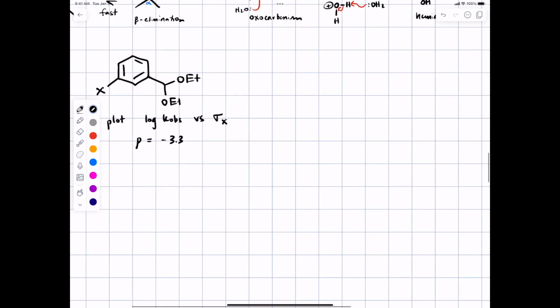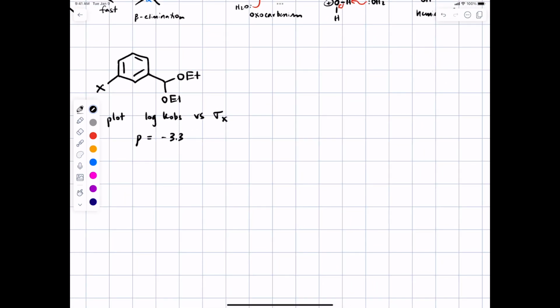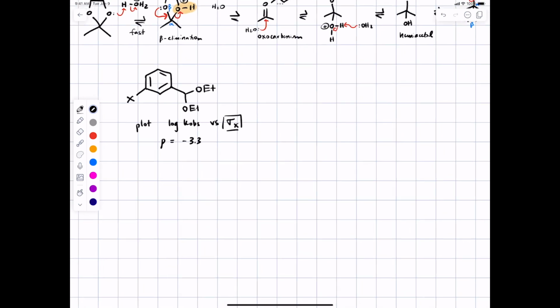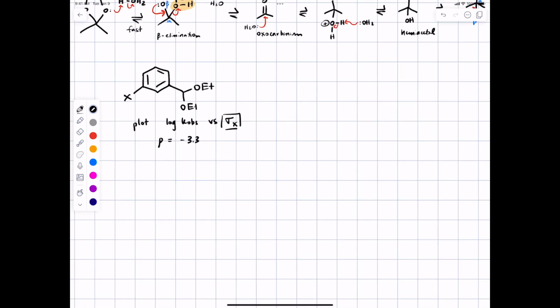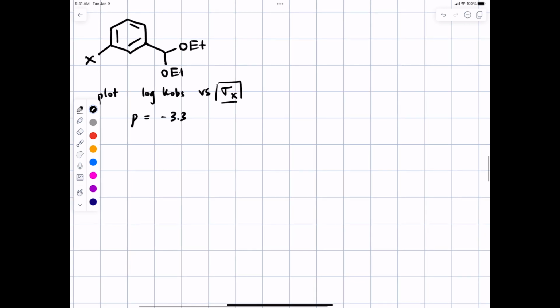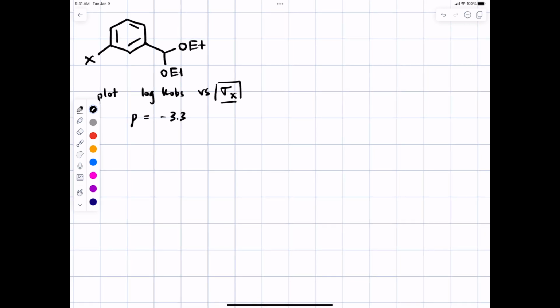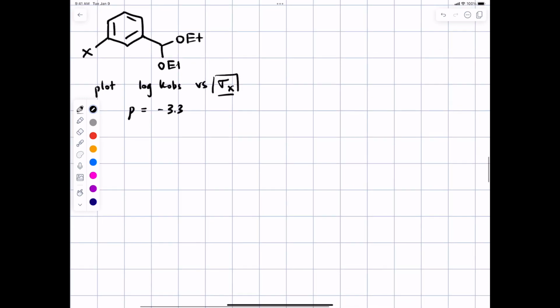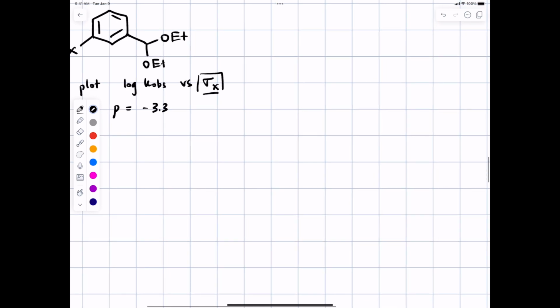And that's, again, remember that these sigma parameters were derived for the benzoic acid deprotonation reaction, where a buildup of negative charge was observed. If rho is positive, that means there's a buildup of negative charge in the transition state. If rho is negative, that means it's opposite the benzoic acid reaction, or there's a buildup of positive charge in the transition state of the rate determining step.